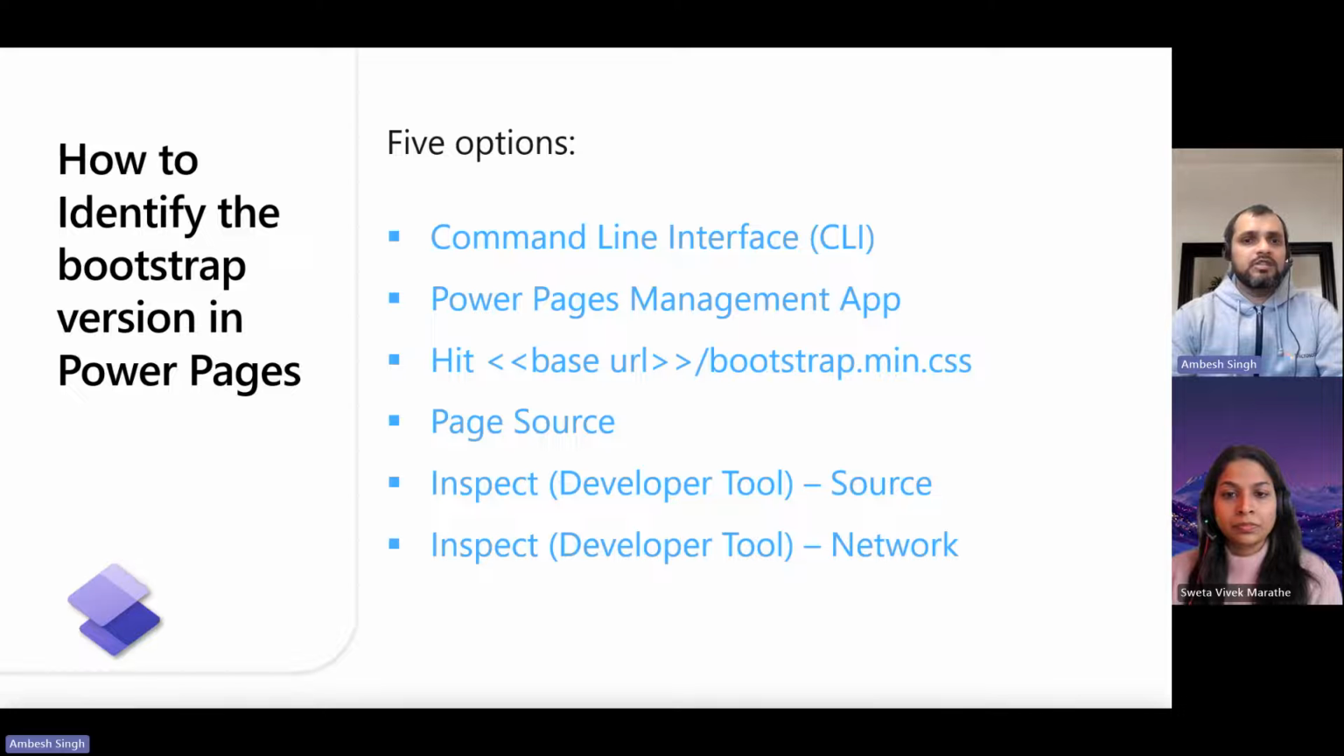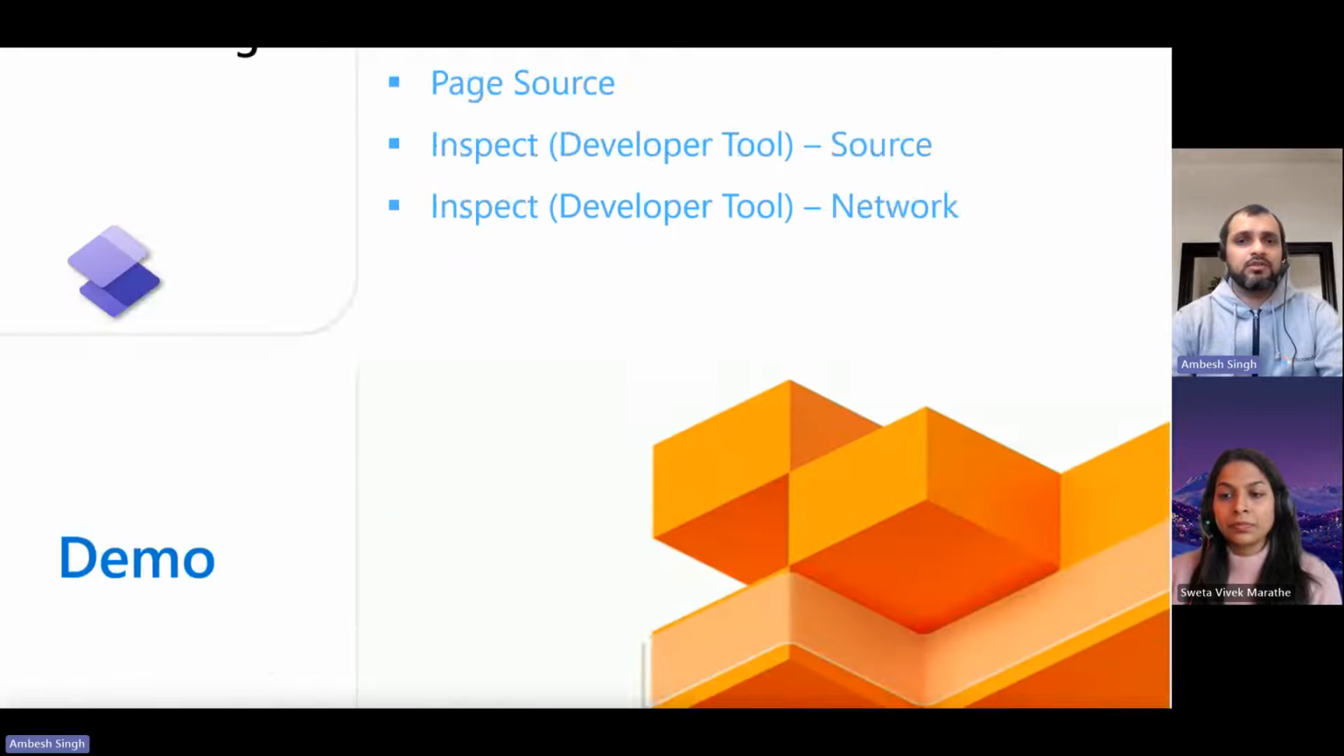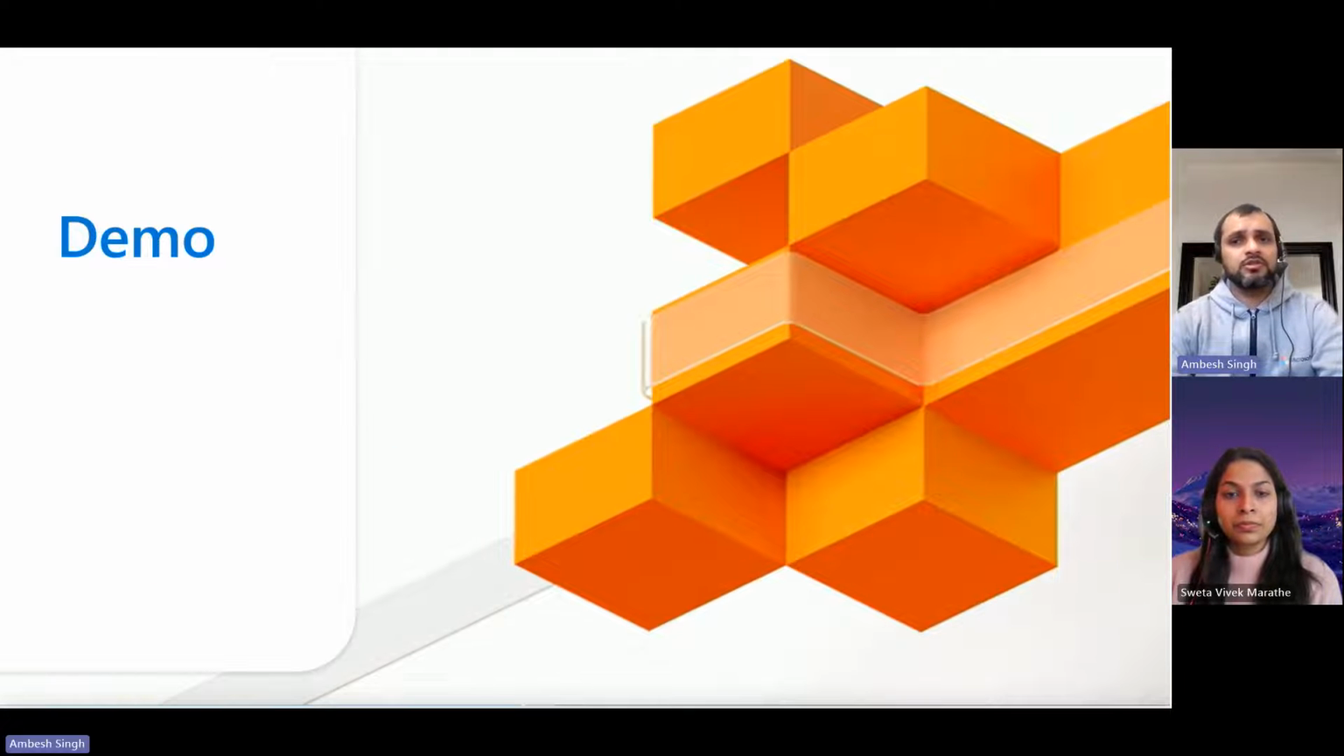The next one is to hit the combination of the base URL and bootstrap.min.css. If you hit this in the browser, you will get the Bootstrap version in front of your eyes. The remaining 3 options are to find it from the page source, or to inspect it via the developer tools, in the Sources option or the Network option. So without further ado, let me show you how to determine which version of Bootstrap is being used in your Power Pages. Let's see it in real action.